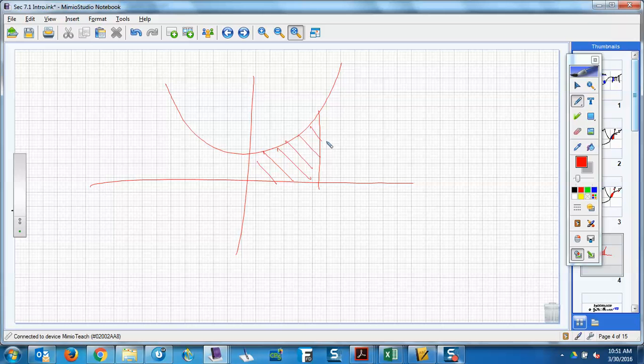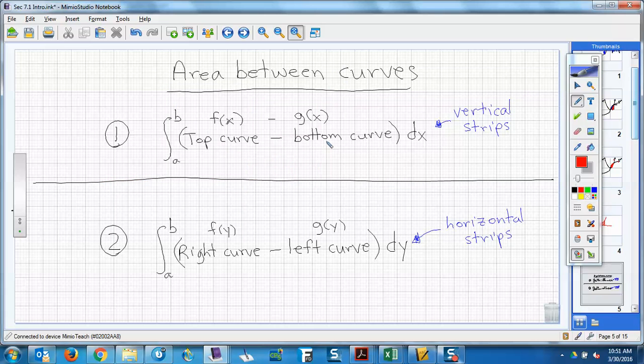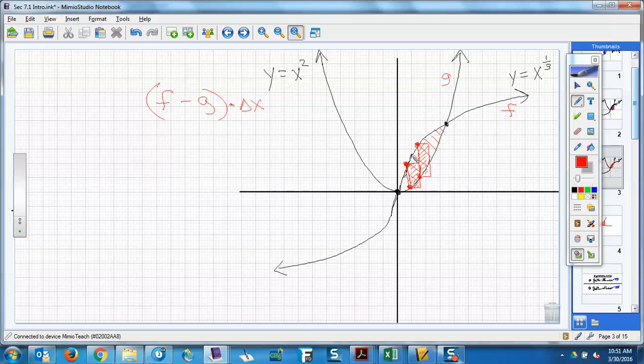So area between curves is different than the area under a curve. The area under a curve is like this. What it really means is the area between the x-axis and the curve. In that case, negative below, positive above. But when we do area between curves, above or below the x-axis is not going to matter. We're always going to want to do the top curve minus the bottom curve, like so.